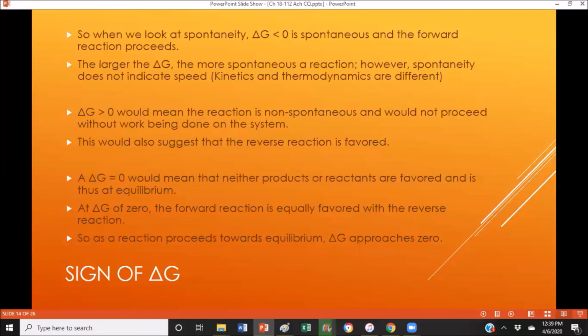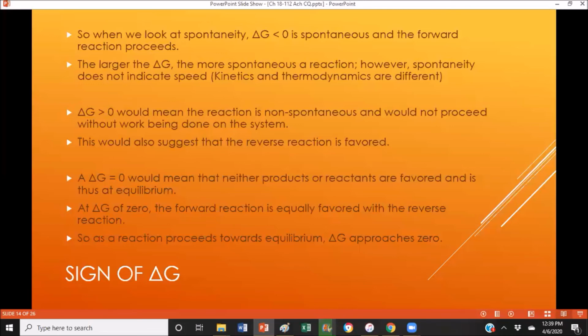Delta G has more to do with equilibrium than it has to do with kinetics. So just because we have a delta G that's negative doesn't mean it's going to happen quickly. We're going to look at probably the conversion of diamonds to charcoal. That is a spontaneous process. However, that's a very, very slow process, meaning thousands of years, if not millions. So we don't have to worry about that reaction.